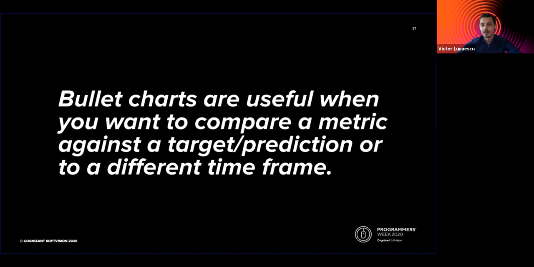So bullet charts are useful when you want to compare a metric against a target or a prediction, or to a different time frame, because you might want to compare this year performance to last year performance.